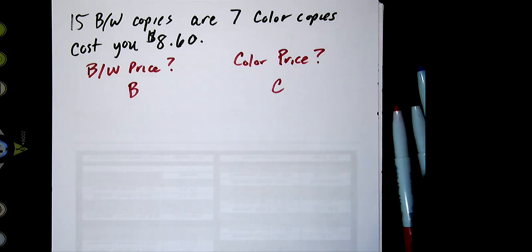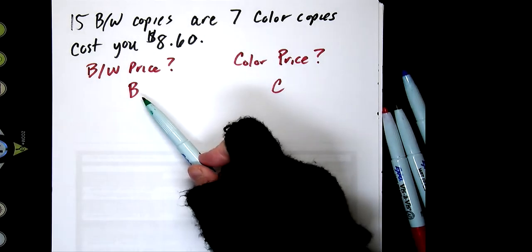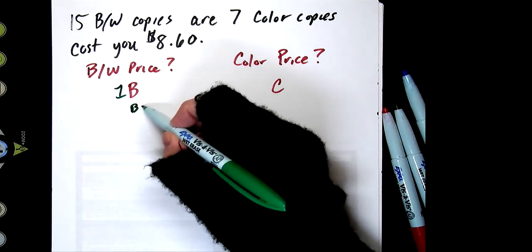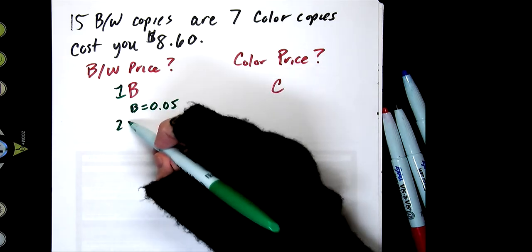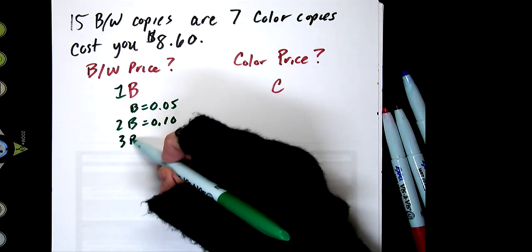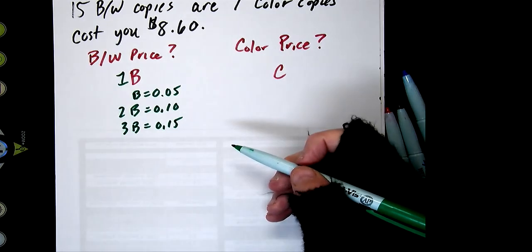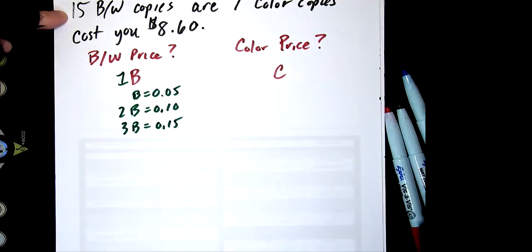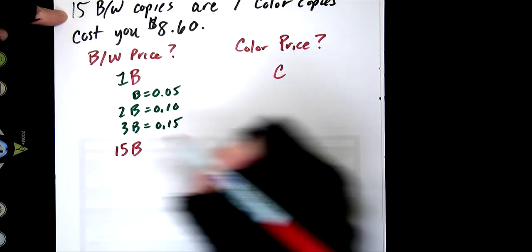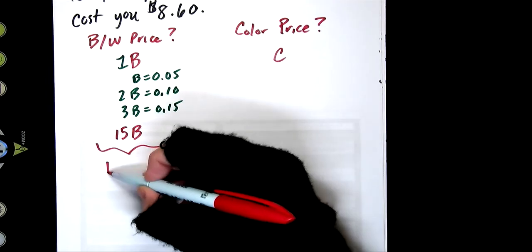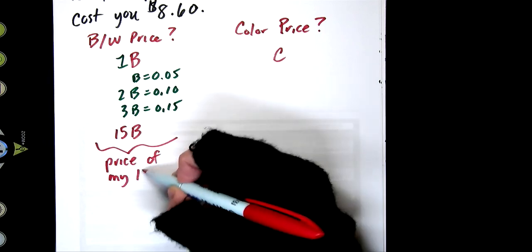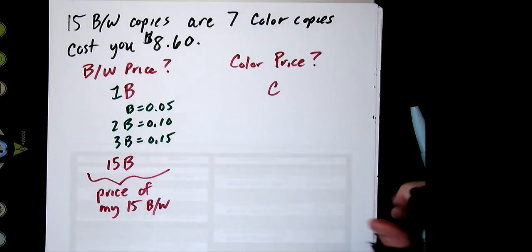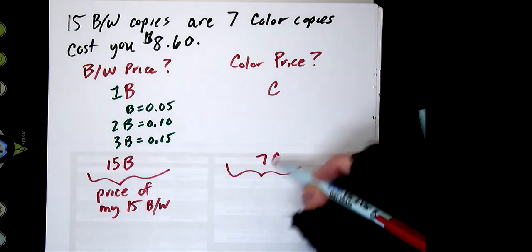So with that information, if this is the price for one copy, let's say B equals 5 cents. If I had 2B, that's 10 cents. 3B is 15 cents. However many copies I make, it's a nickel for each one. Here, I don't know how much B is, but I do know I made 15 copies. So the price of the black and whites is 15B. Similarly, I can do 7C for the price of my color copies.